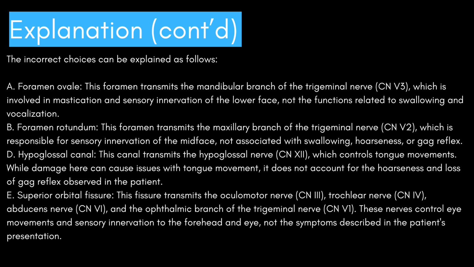E, superior orbital fissure. This fissure transmits the oculomotor nerve, CN3, trochlear nerve, CN4, abducens nerve, CN6, and the ophthalmic branch of the trigeminal nerve, CN V1. These nerves control eye movements and sensory innervation to the forehead and eye, not the symptoms described in the patient's presentation.